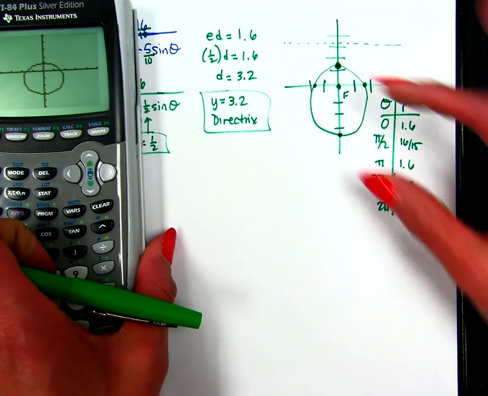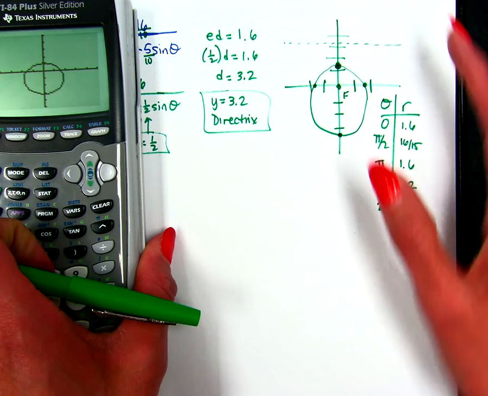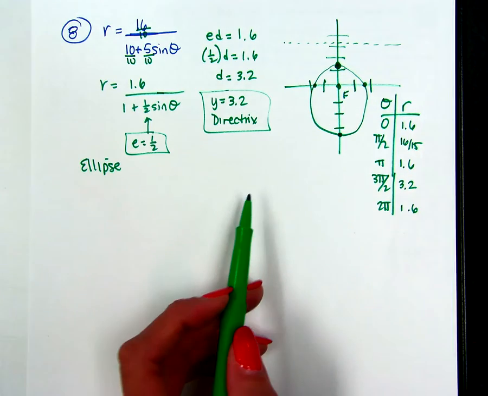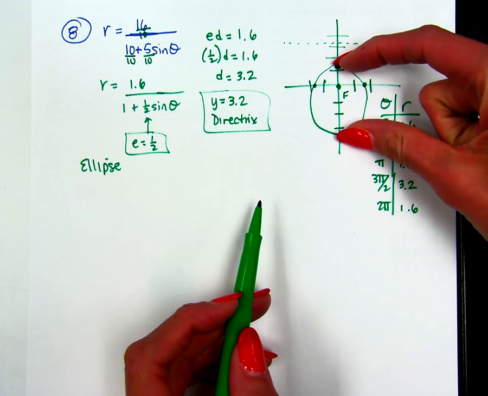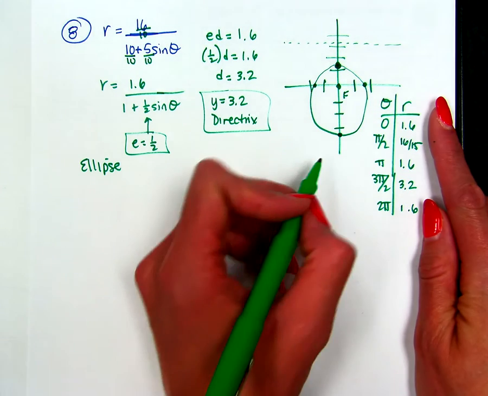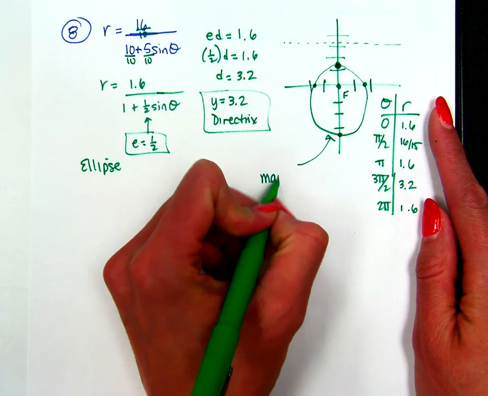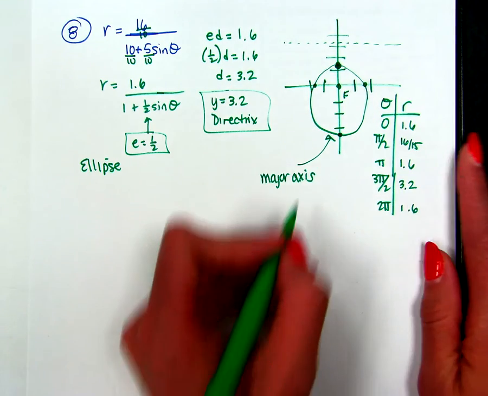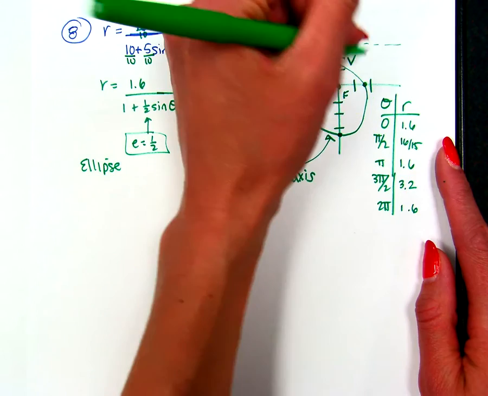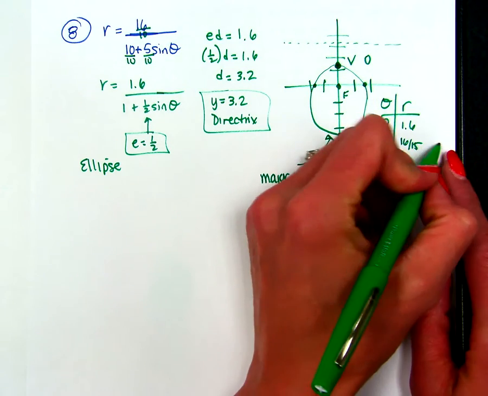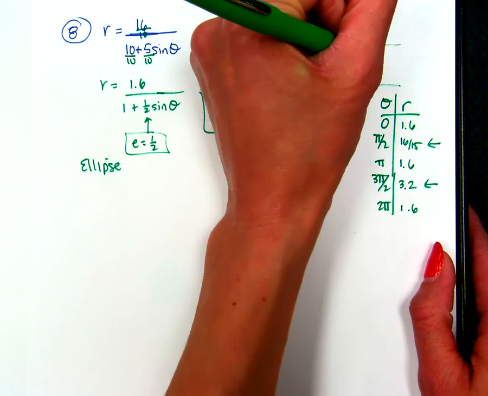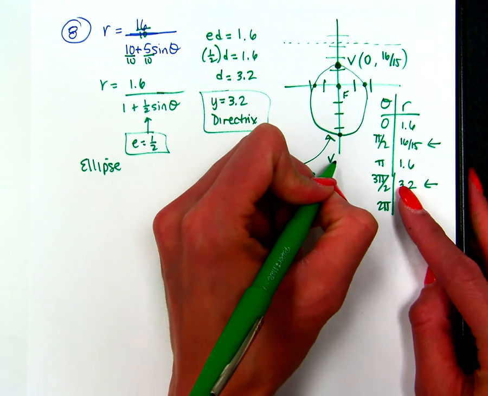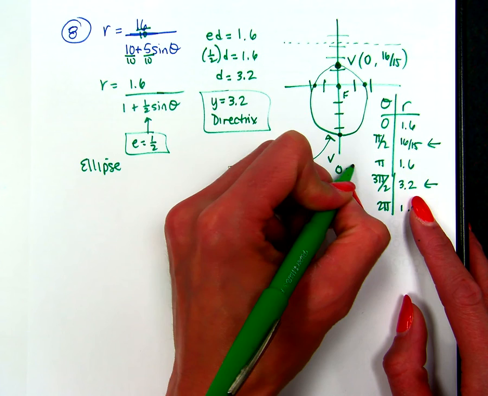I know it's not a great shape, but we don't have that many points to connect. All right, so the thing that we know about our directrix and ellipses, we have another one down here, but we know that this is going to be our major axis, the vertical from here to here. So the vertices in rectangular form are 0, comma, if we're looking at our pi over 2 and our 3 pi over 2, this is 16/15. And our other vertex is at 0, comma, negative 3.2.